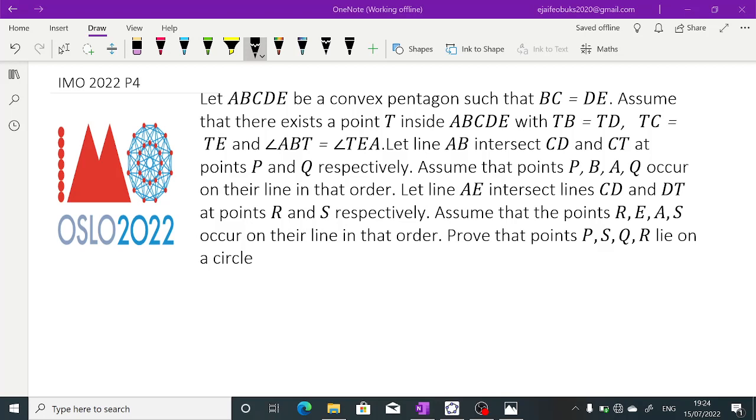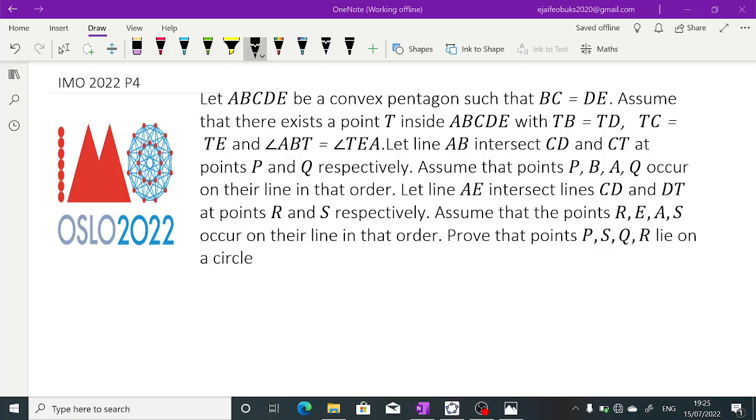Let ABCDE be a convex pentagon such that BC equals DE. Assume that there exists a point T inside ABCDE with TB equals TD, TC equals TE, and angle ABT equals angle TEA. Let line AB intersect CD and CT at points P and Q respectively. Assume that points P, B, A, Q occur on their line in that order. And let line AE intersect lines CD and DT at points R and S respectively. Assume that points R, E, A, S occur on their line in that order. Prove that points P, S, Q, R lie on a circle.